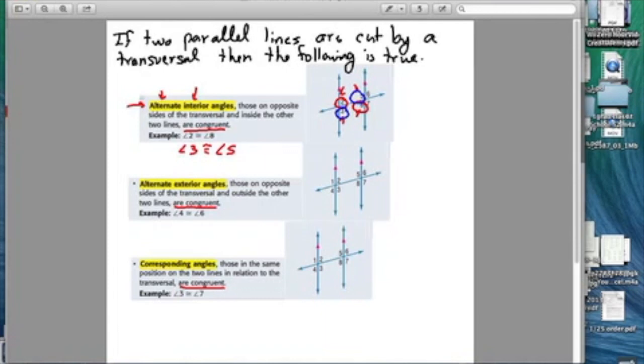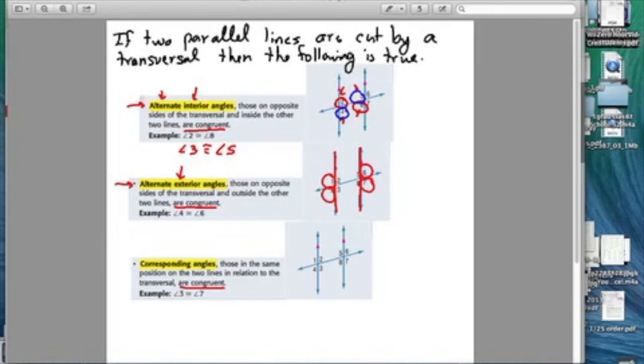Okay? So now, let's look at the next one. The next one is the alternate exterior angles. Now again, exterior means on the outside. So again, we focus on the two parallel lines, and we want to look at the angles that are on the outside of those two lines. The angles on the outside of those two lines would be angle 1, angle 4, angle 6, and angle 7. So those angles are on the outside of the parallel lines.